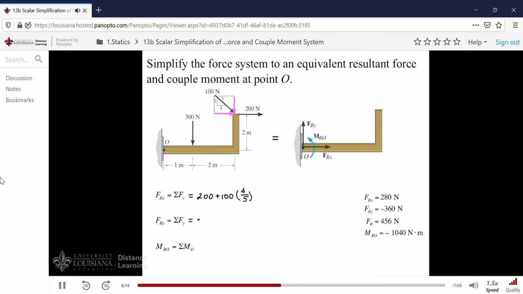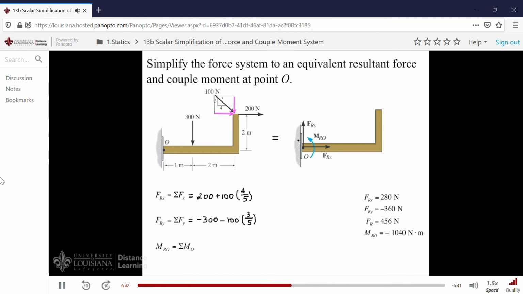So we write those out as minus 300 and minus 100 times 3/5. Therefore, this gives us an answer of minus 360 newtons. That means the arrow doesn't go up, it goes downward.